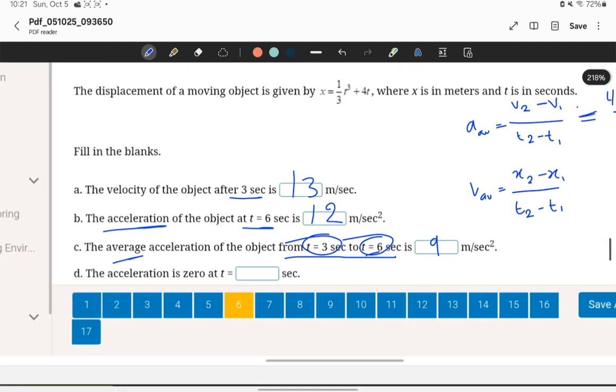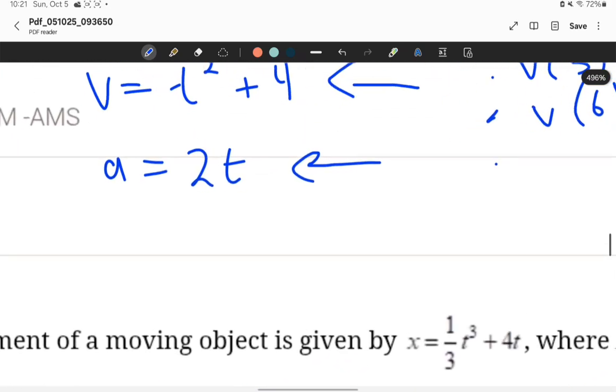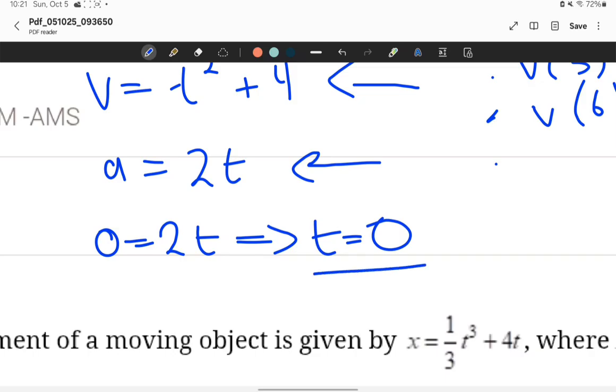The acceleration is 0 at time equals what? Okay, this is easy. You take the equation for our acceleration. Now they told us when the acceleration is 0, so you just equate it to 0, 2t equals 0. So t is equal to 0.